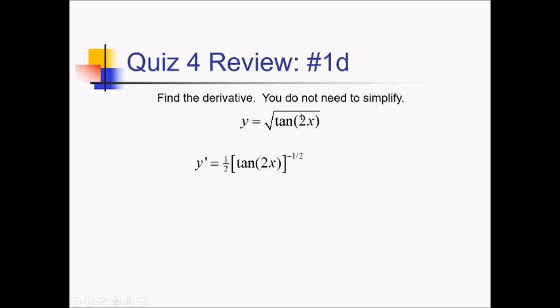Now I have to take the derivative of tan. So we have tan of something. Derivative of that is secant squared of something, so secant squared of 2x. And then finally, I need the derivative of the innermost function 2x, which is just 2.